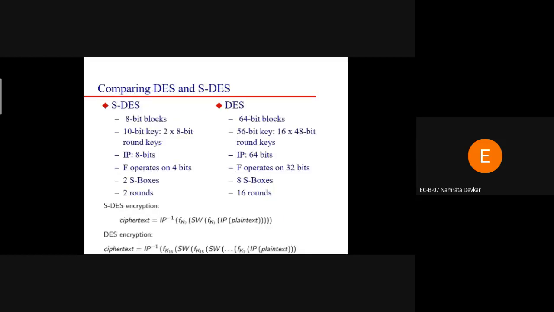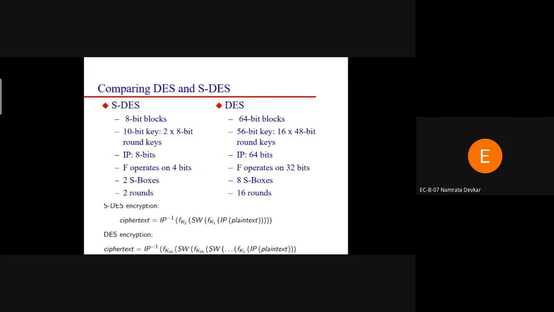Now we have to compare two types of algorithm: one is the DES algorithm and the second one is the ESDS algorithm. If we compare these two algorithms, we can take certain parameters. The first parameter is blocks. In ESDS we use an 8-bit block, and in the DES algorithm you use 64-bit blocks.